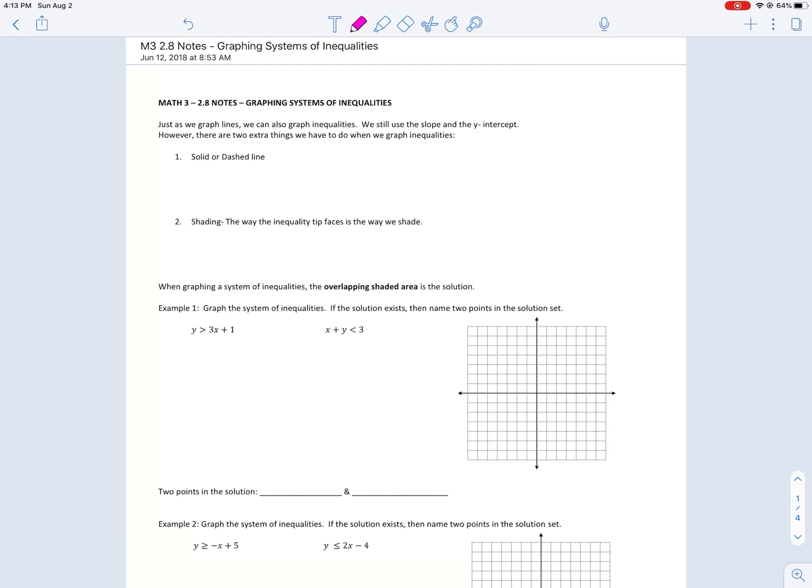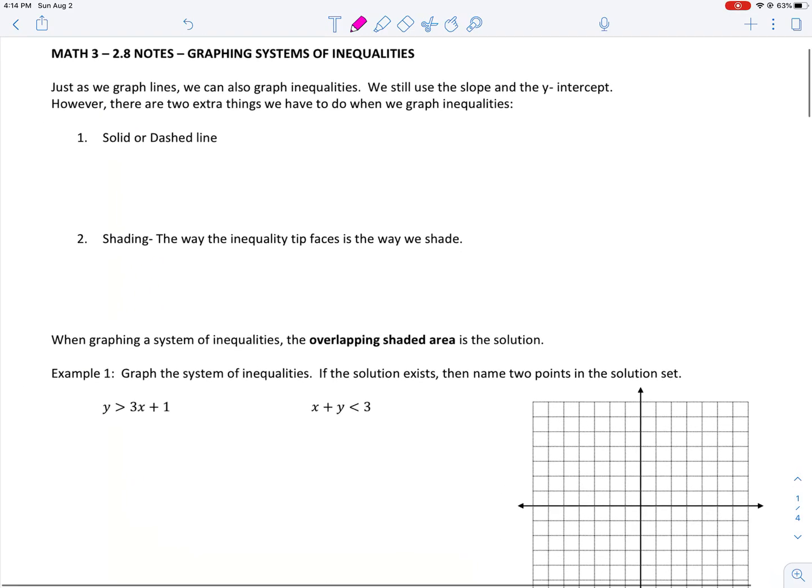Today we're working on notes 2.8, graphing systems of inequalities. So just like when we graph lines, we can also graph inequalities. We're still going to use the slope and the y-intercept, but there are a couple extra things we have to do when we graph inequalities.